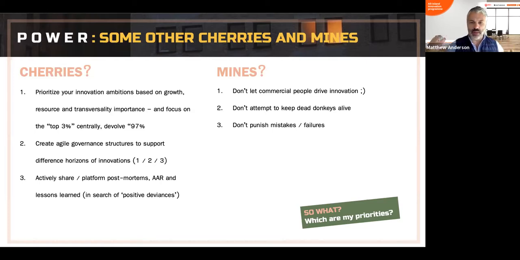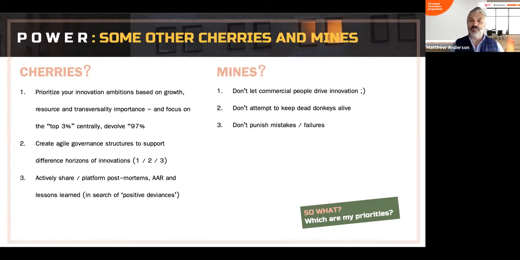I would be super careful if you're double hatting responsibility of the P&L with the responsibility for innovation. Terrifying. There are a few people in the world that can do that, but they're billionaires. And the rest of us have real issues balancing those two things. Don't attempt to keep dead donkeys alive, which is basically know when your innovation is broken, know when it doesn't work, and then kill it.